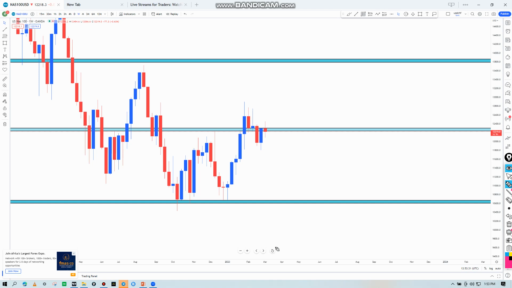Alright, so I have a really good one here for you on Nasdaq. Let's get into it and simplify it. So Nasdaq, I'm starting my analysis on the weekly time frame. I have my weekly upper zone, weekly mid-range zone, and then my weekly lower zone as well.